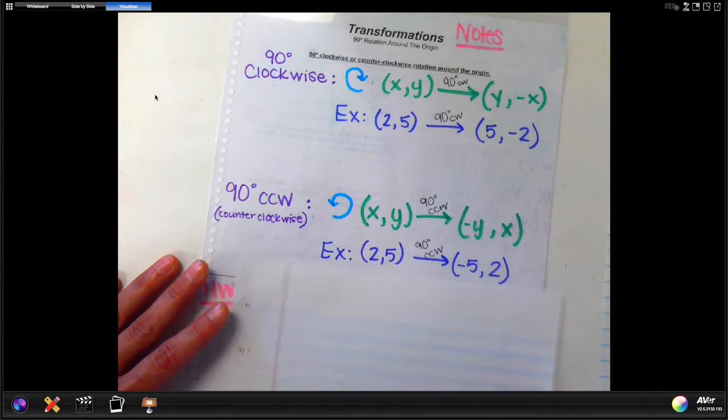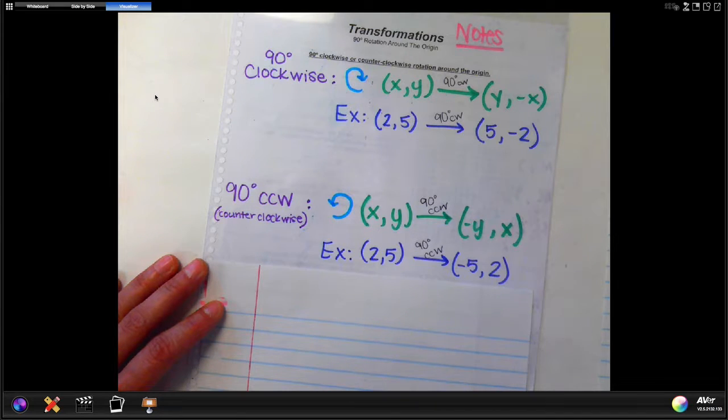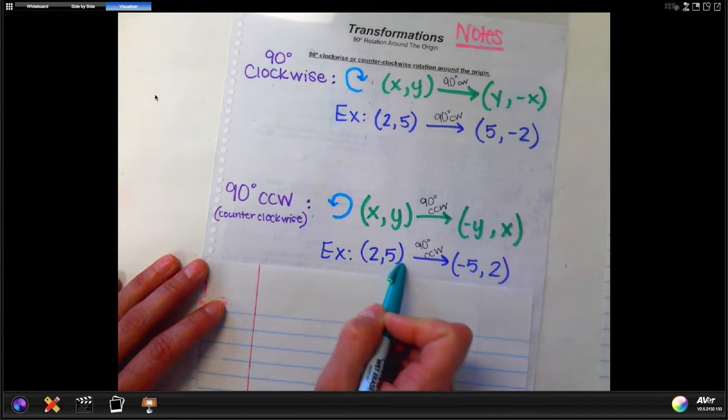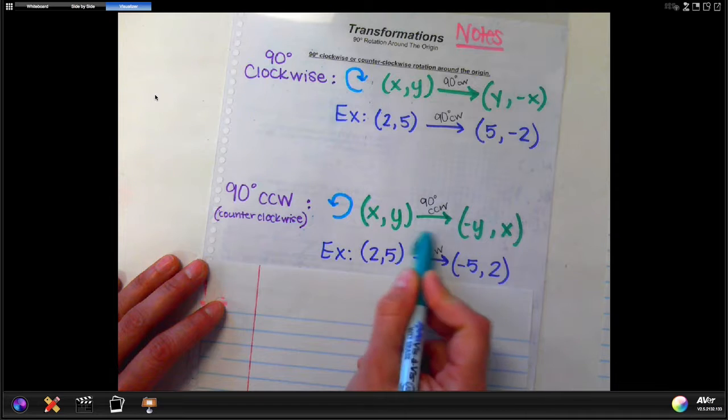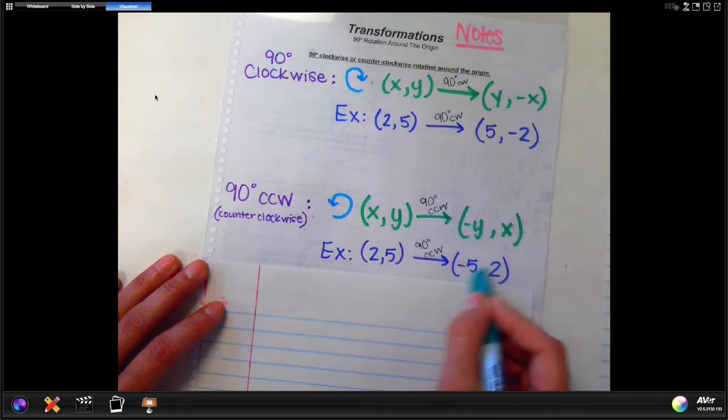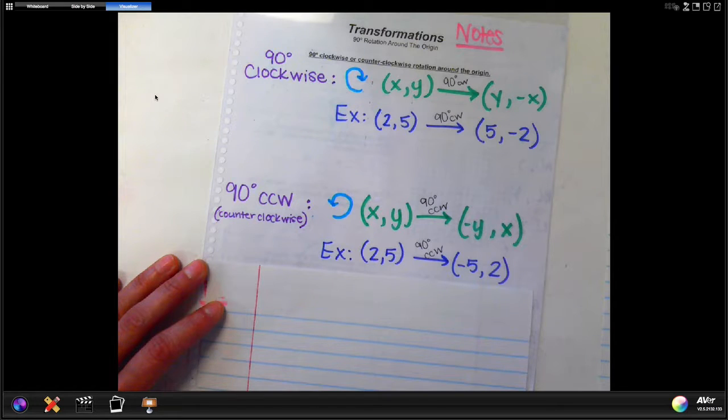So, for example, if you have 2, 5 again, and you go 90 degrees counterclockwise with it, you are going to flip the coordinates, so 5 is first and 2 is second, and you are going to make the first coordinate opposite. So we're going to make that negative 5.